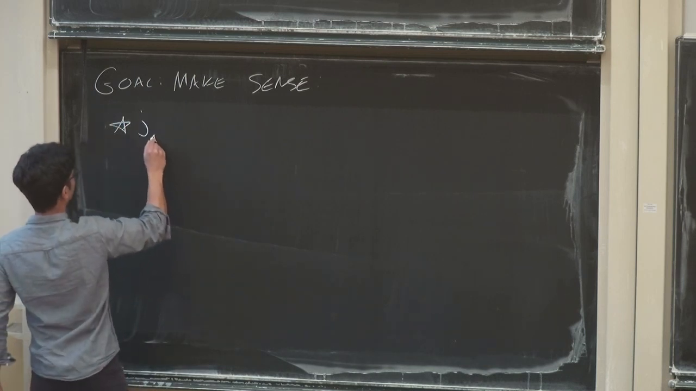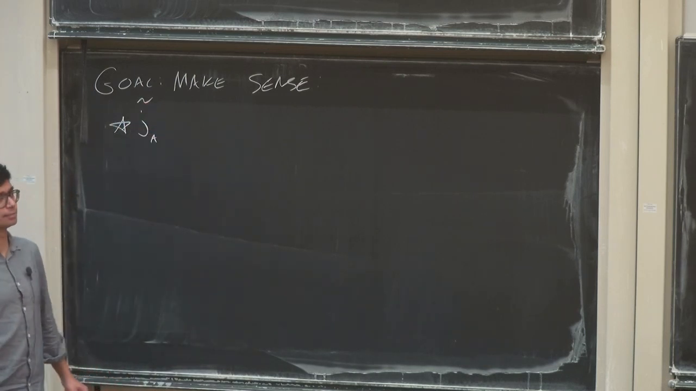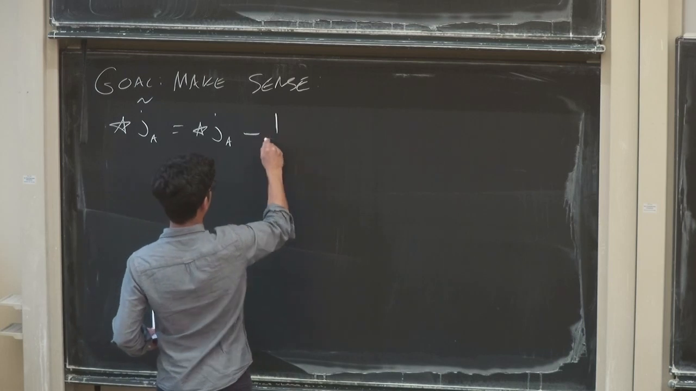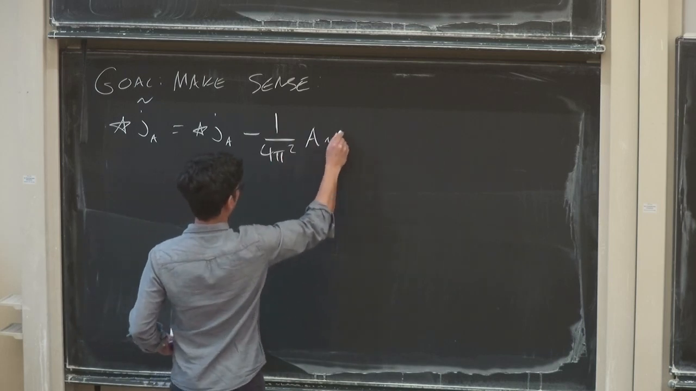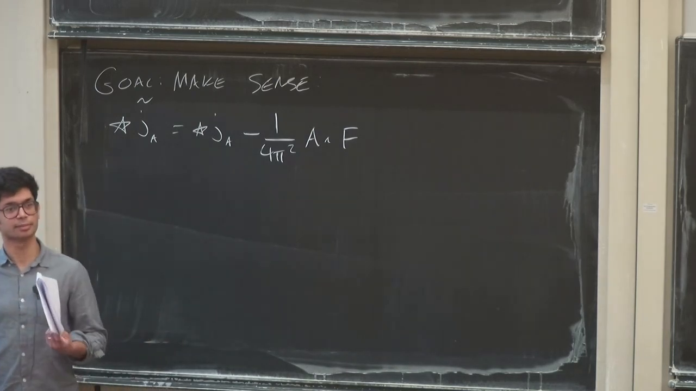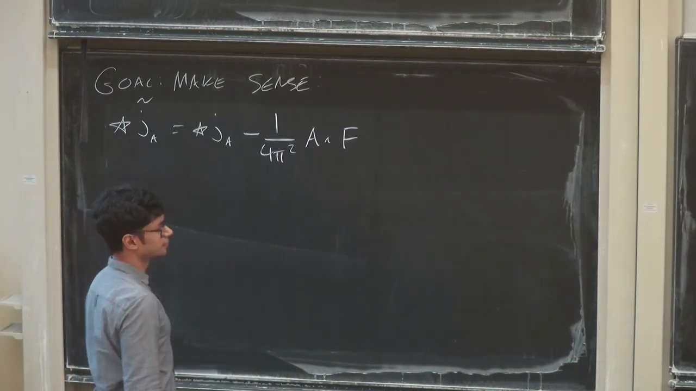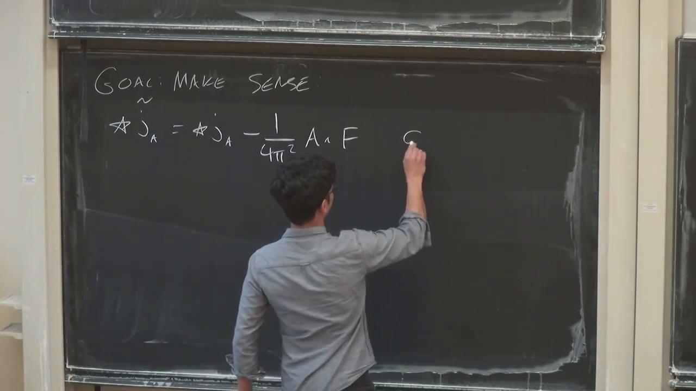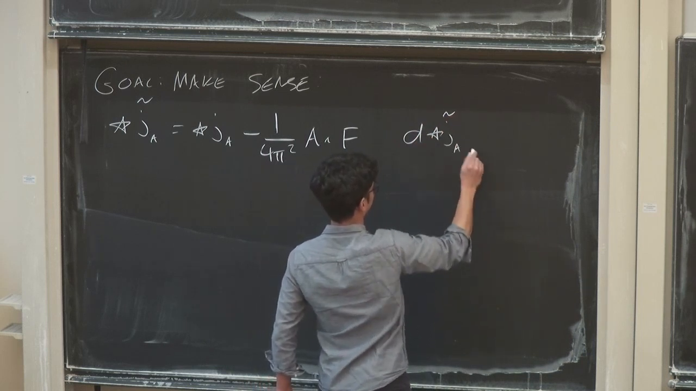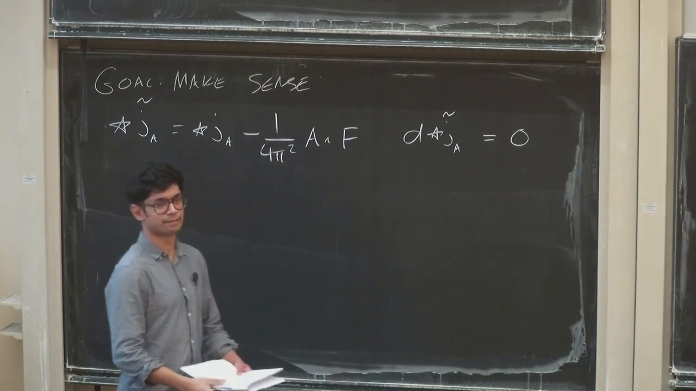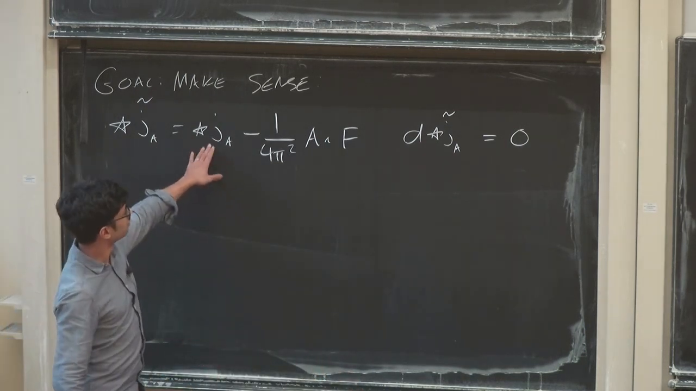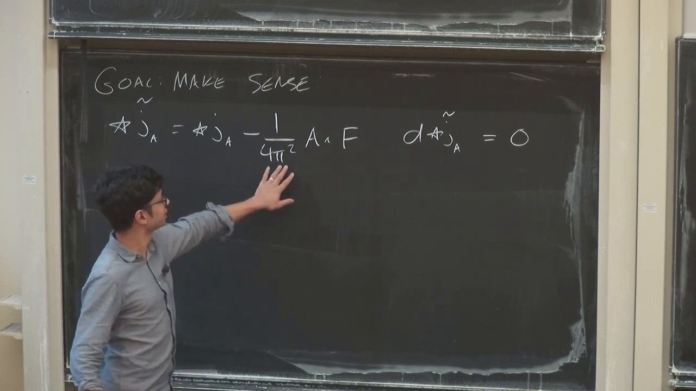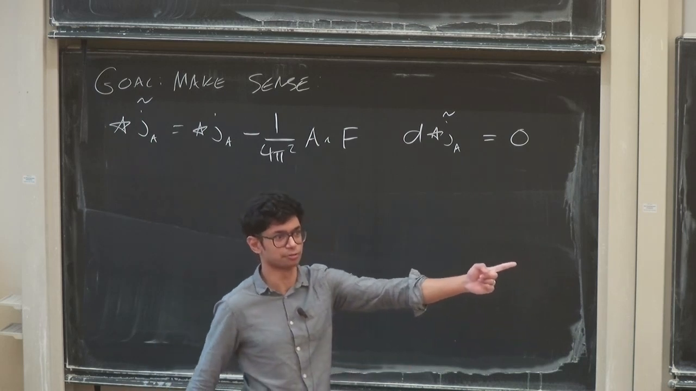a new current, which I'm going to call star J A twiddle. Star J A twiddle is equal to star J A minus 1 over 4 pi squared A wedge F. This seems like a good thing to do, because if you compute d star J A twiddle, you get 0. Because d star J A twiddle is equal to d star J minus d of this, which is minus F wedge F. So therefore this bit cancels out the offensive bit from there and you get 0.